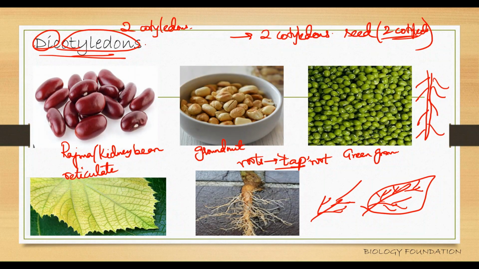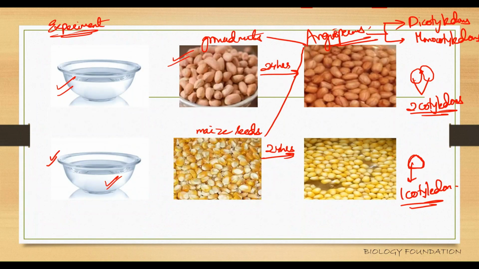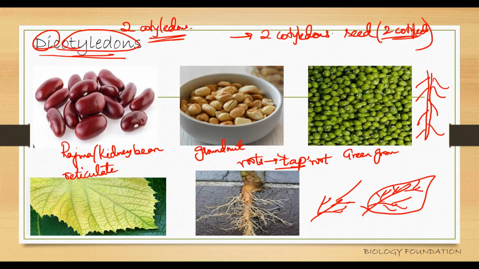Okay, so basically, dicots are those angiosperms where the seed has two cotyledons. How do I know the seed has two cotyledons? You can do this experiment. Take any seed, soak it in water, wait for 24 hours, remove the seed coat, and you can observe whether the embryo is surrounded by a single cotyledon or two cotyledons. Okay, if it's two cotyledons, then the plant is a dicot. Dicots usually have reticulate venation and the root system is taproot system.